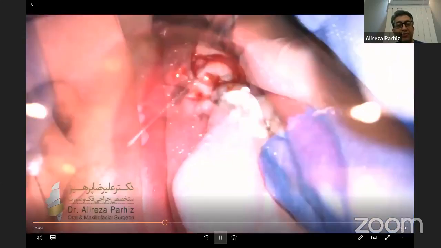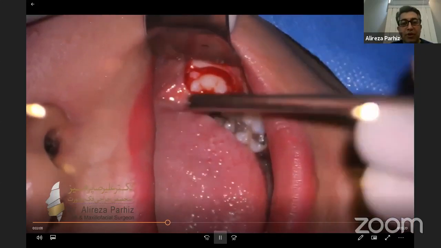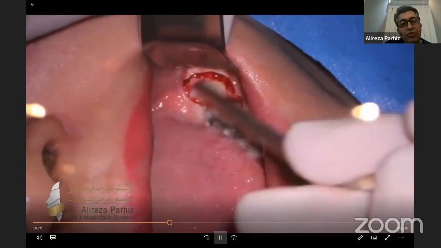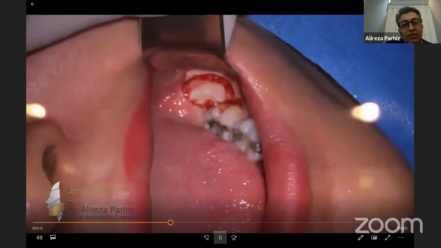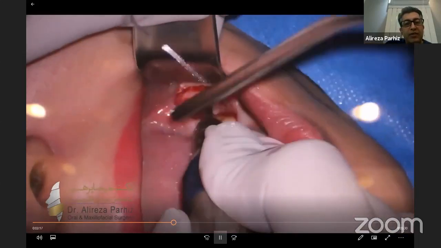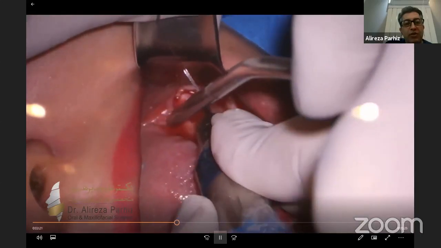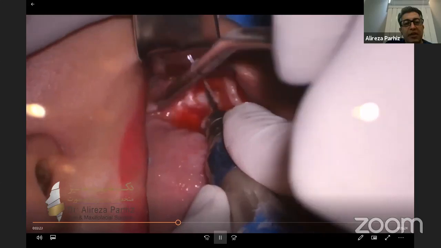Okay, now after removing the bone around the crown, we start to make a dental cut. It's done with a fissure bur, a carbide bur. We start to make a dental cut in the middle of the crown.